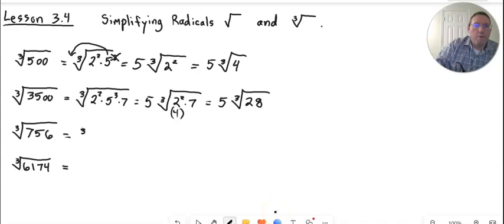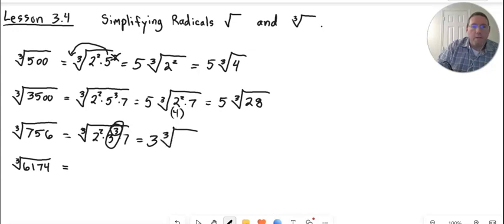So we have the cube root of 2 squared times 3 to the third times 7. We can take the 3 out, because it's cubed, and the cube root cancels the cube. So the 3 is going to come out. And then we have the cube root, and all that's left underneath is the 2 squared and the 7. And again, 2 squared is 4, and 4 times 7 is 28. And so what we wind up with is 3 times the cube root of 28. Okay? All right, last one.